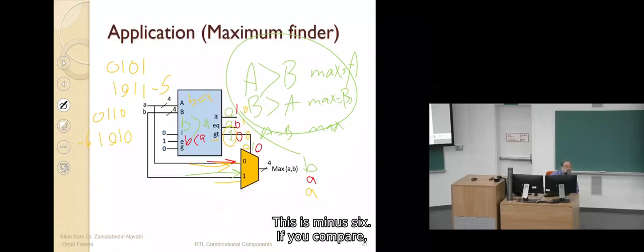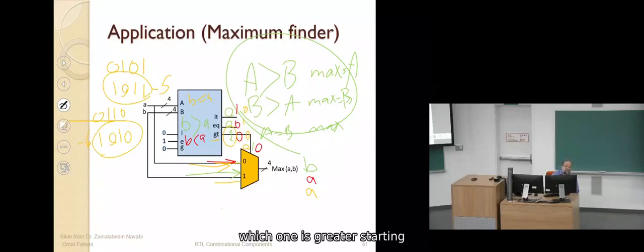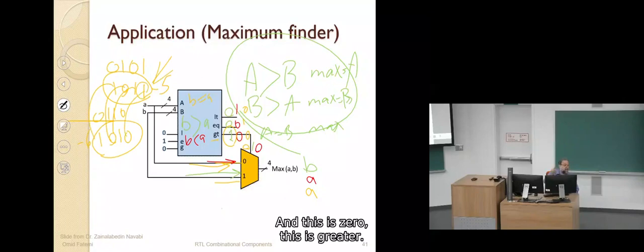So if you compare minus 6 to minus 5, which one is greater? Starting from the left, most significant bit, 1 and 1 are equal. 0 and 0 are equal. Strange. 1 and 1 are equal. And this is 1 and this is 0. So this is greater. So it works.